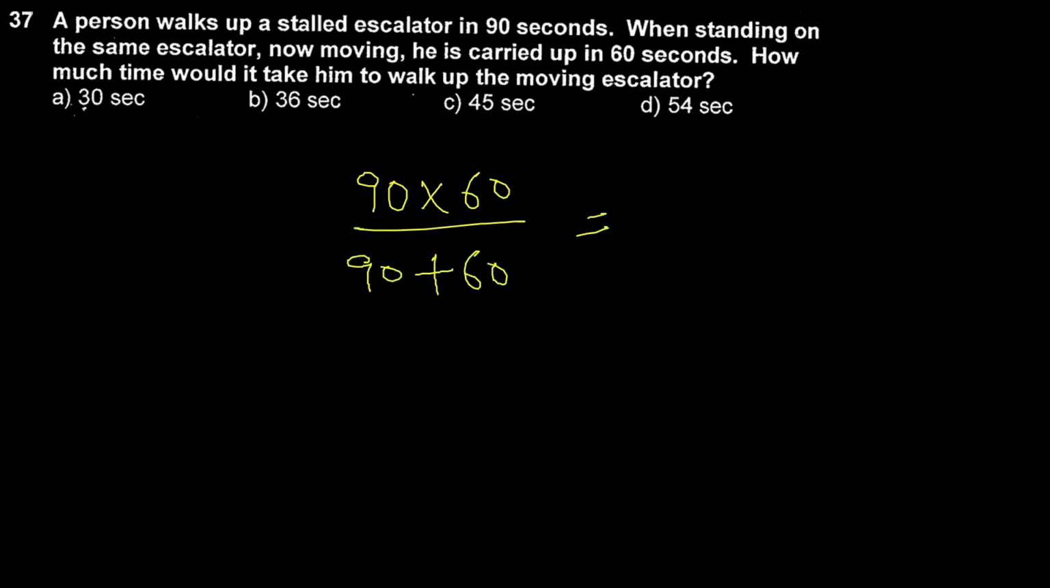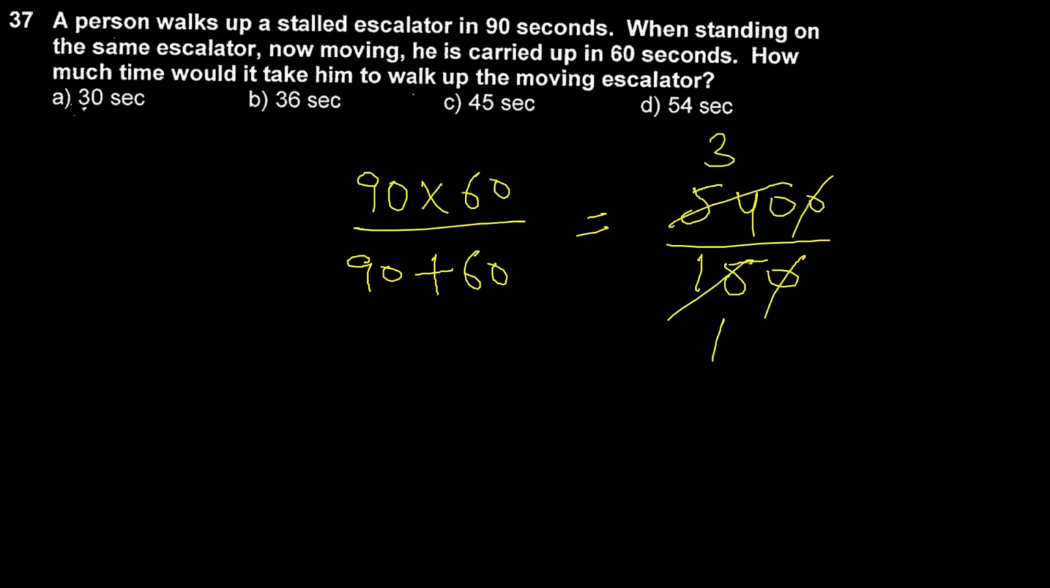We will get 5400 divided by 150. 0 gets cancelled. 15 ones are 15, 15 threes are 45, and we will have 90, that is 6. We will get 36 seconds. Option B is the correct answer.